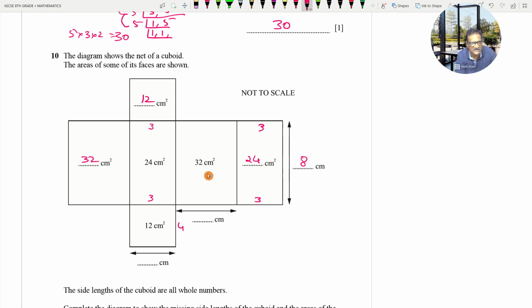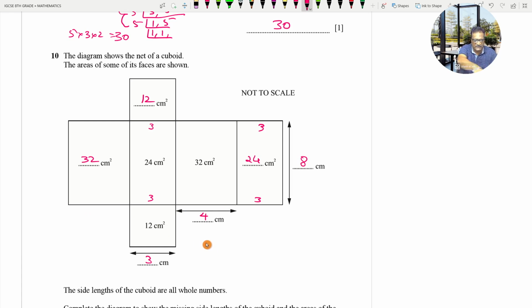Now let us check whether this 32 matches with this 8. This area is 32 and this length is 8, so 8 into 4 is 32. So this has to be 4, and this will also be 4. This you are not supposed to find. If this is 3, this will also be 3. This is 3 and this is 4, so this will be 4. So we have completed the table.